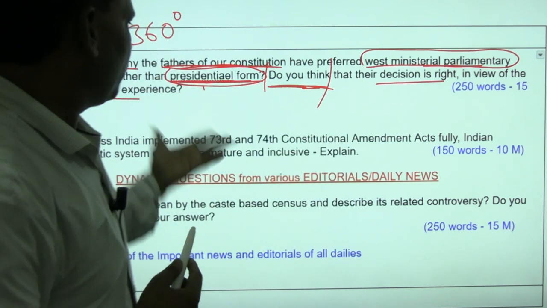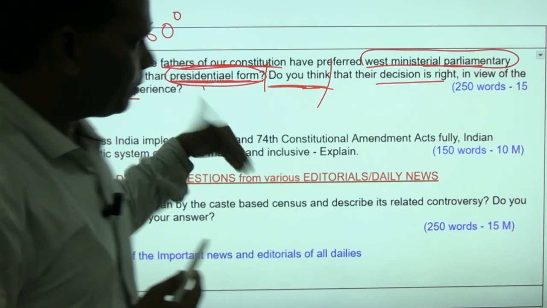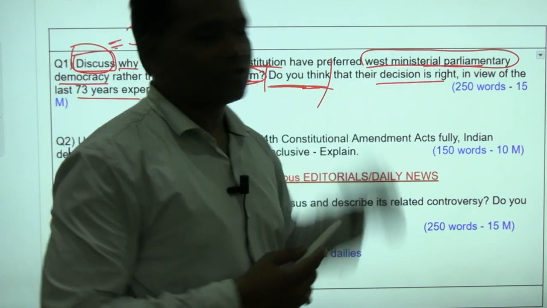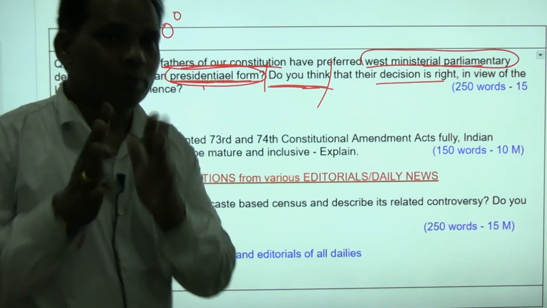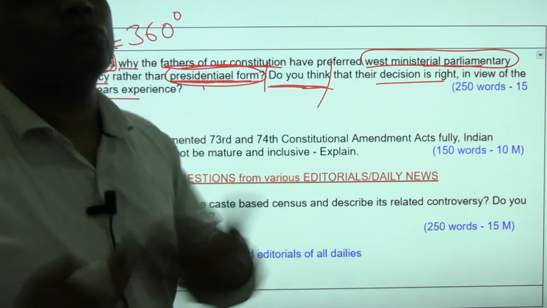Okay, many people may prefer the presidential form. More number of the people may prefer presidential. But we had the experience. We have the existing constitution. You should be careful that you should support it. It is better to support it.